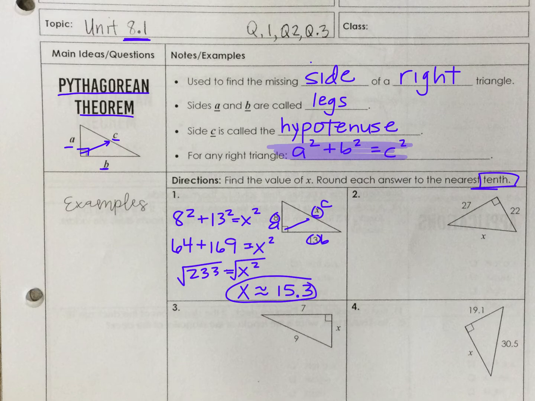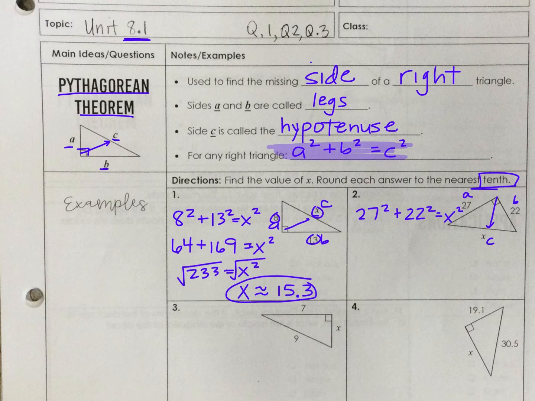Number 2, we got to figure out what C is first. It's right here. It's the one across from the right angle. So then that means we'll make that one the A and that one the B. It doesn't matter which one is which. So we know that 27 squared plus 22 squared is going to equal x squared.